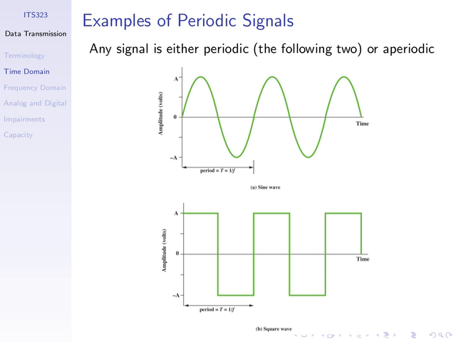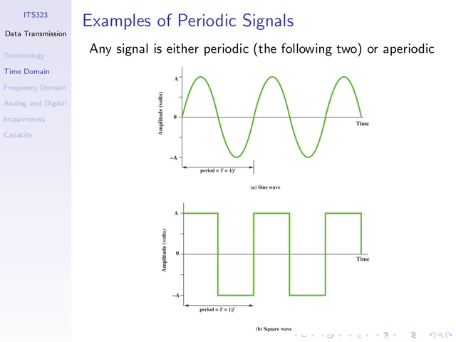Another way to classify signals is a signal may be periodic or aperiodic. Periodic, it repeats. Both of these are periodic signals. They have some period after which they simply repeat over time. And this one's periodic. Here's the period of the signal. Then it repeats and repeats. Aperiodic, not shown here, but something that does not repeat over time.